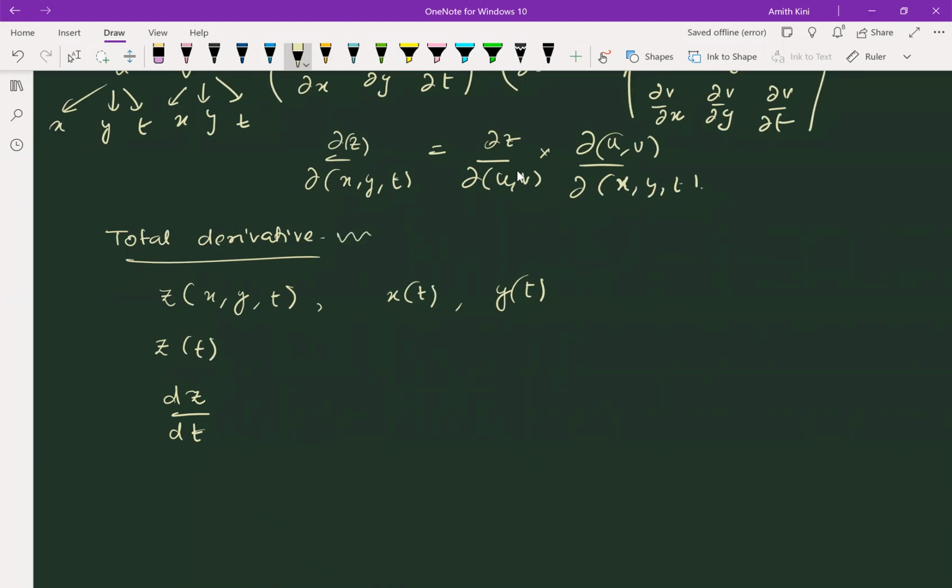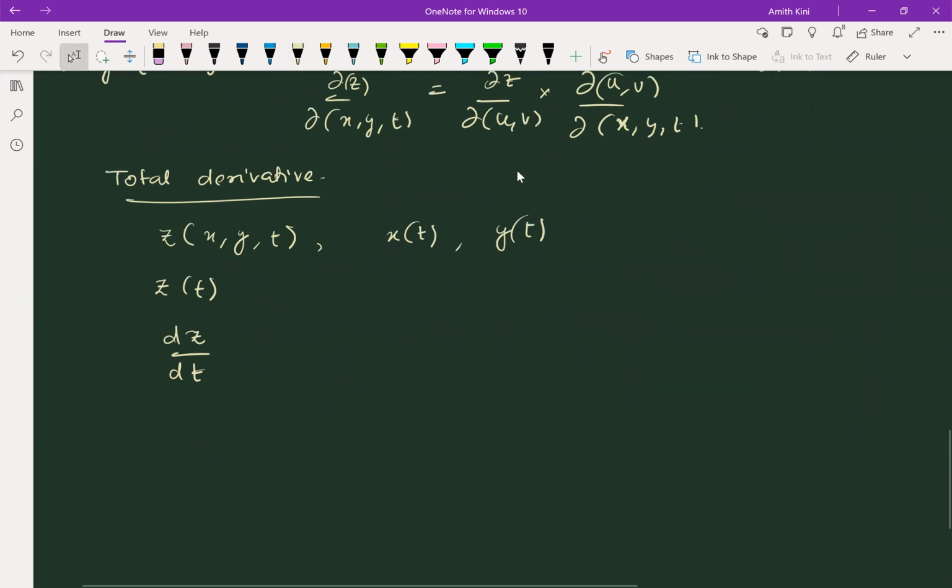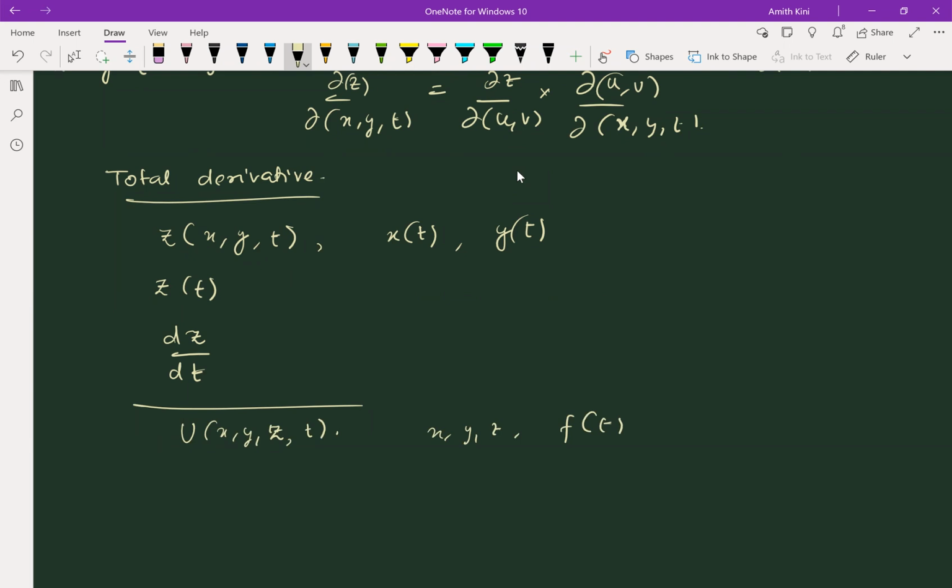All right, so total derivative is defined for functions of one variable only, but in certain times you may choose to write it in terms of several variables. For example, x and y could be coordinates, z could be some quantity, and t could be time. Okay, and the particle could be moving along a trajectory. Let's make it very specific. So let's say this is the potential energy. We are talking about potential energy as a function of x, y, z, points in 3D space, and time. Okay, and x, y, z themselves might be functions of time.